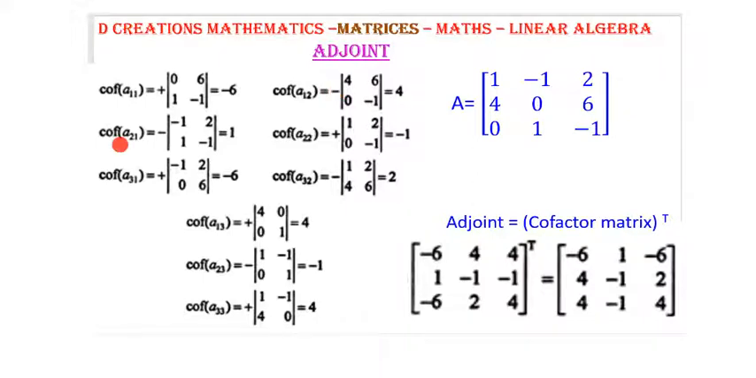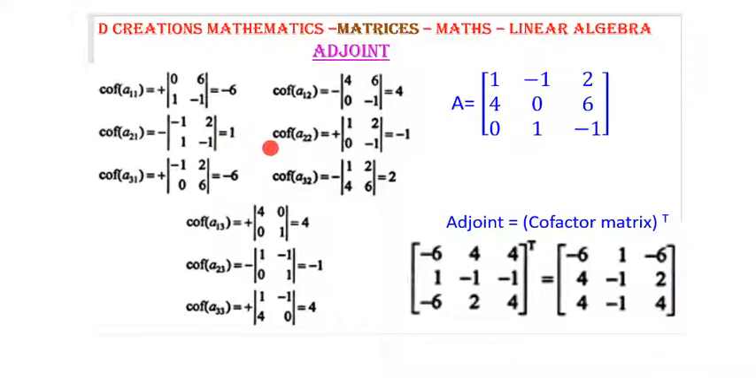Let's go to the cofactor of element A21. Row 2, column 1. So what are you left with? You have to exclude these, and you are left with minus 1, 2, 1, minus 1. And if you take its determinant, minus 1 into minus 1 is 1. Minus 2 is minus 1. But here again, the addition of the row number and column number is odd, so the sign becomes minus. So minus of minus 1, the answer is plus 1.